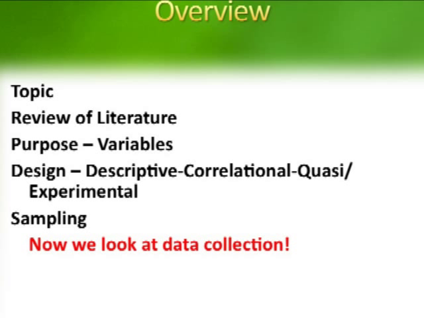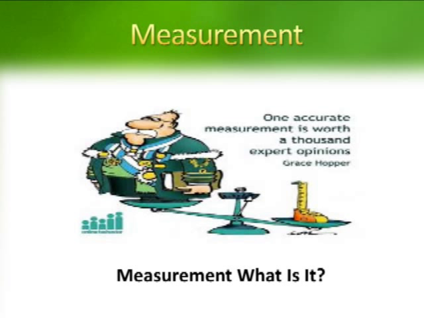We've looked at the designs, which are descriptive and descriptive comparative, correlational, including descriptive and predictive, quasi-experimental and experimental, and we've also looked at sampling. Well, data collection is next. Well, measurement. What is it?